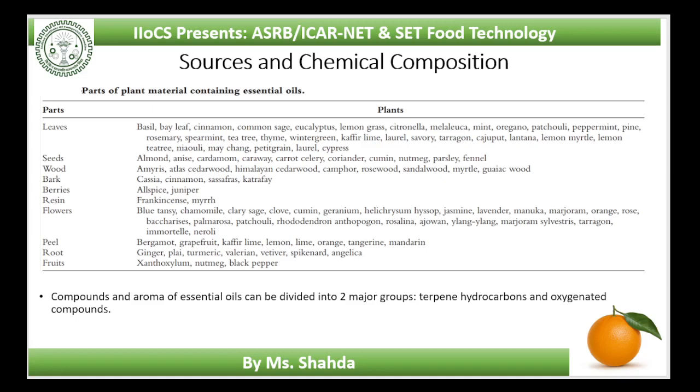Plant essential oils are usually a complex mixture of natural compounds, both polar and non-polar. In general, the constituents in essential oils are terpenes, which include monoterpenes and sesquiterpenes, aromatic compounds like aldehyde, alcohol, phenol, methoxy derivatives, and so on, and terpenoids, which include isoprenoids. Compounds and aroma of essential oils can be divided into two major groups: terpene hydrocarbons and oxygenated compounds. Terpene hydrocarbons are molecules constituting of hydrogen and carbon atoms arranged in chains. These hydrocarbons may be acyclic, alicyclic, that is monocyclic, bicyclic, or tricyclic, or aromatic.